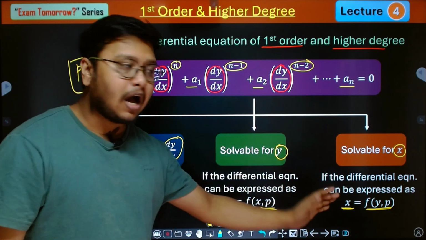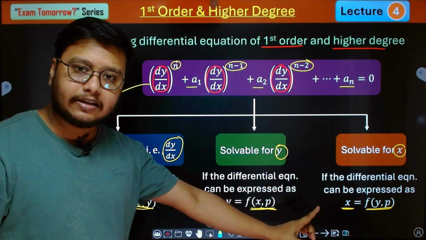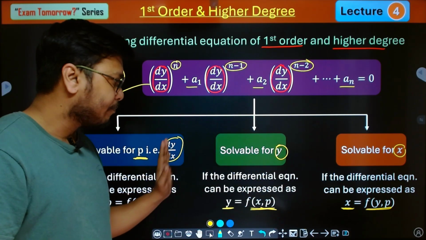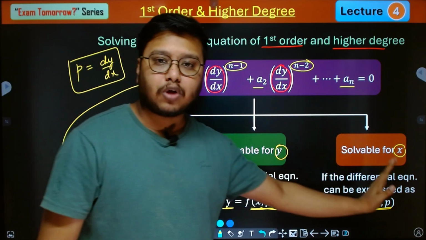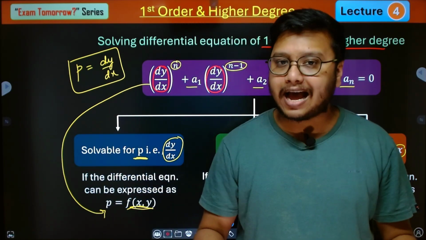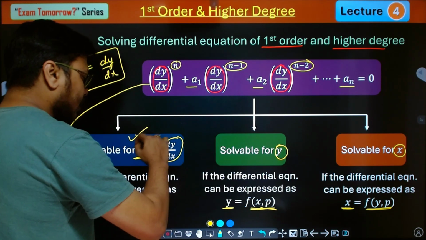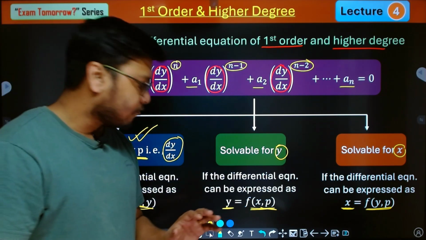So depending on how we can arrange the differential equation among these 3 categories, we call them solvable for P, solvable for Y and solvable for X, and each of them has a different style of solving. Let's get started with our first category, which is solvable for P.